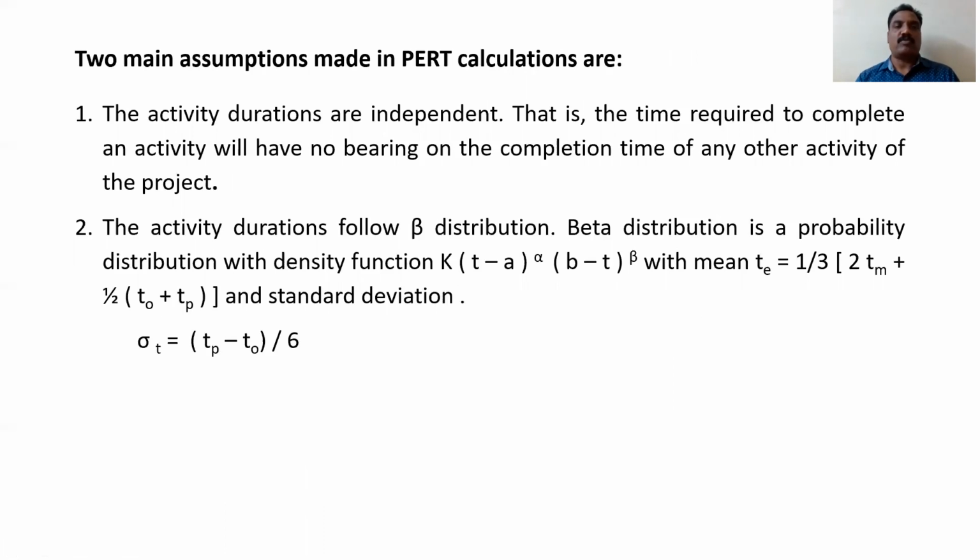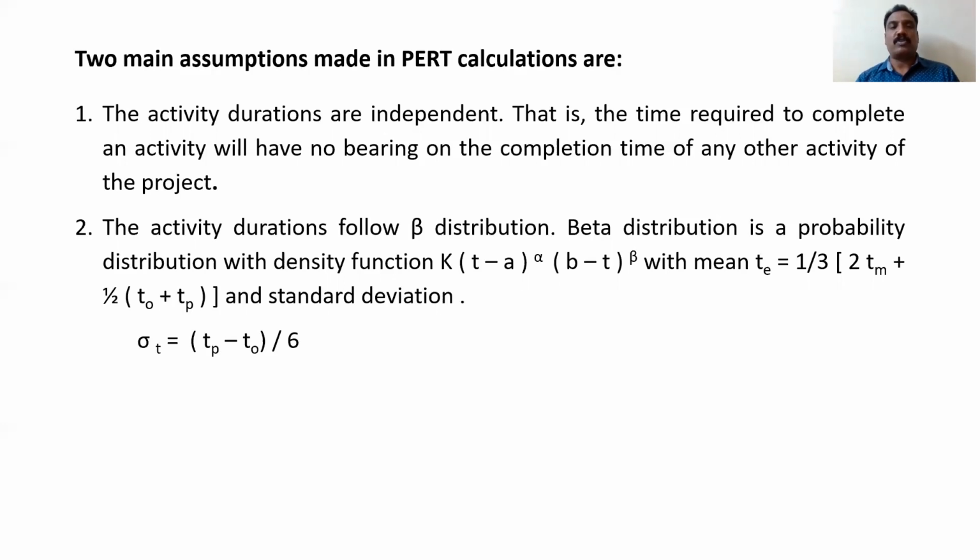Two main assumptions are made in PERT. What are the assumptions? The activity durations are independent. The durations are independent of each other, that is, the time required to complete an activity will have no bearing on the completion time of any other activity of the project. Or the activity durations follow a beta distribution, that is, a normal distribution.